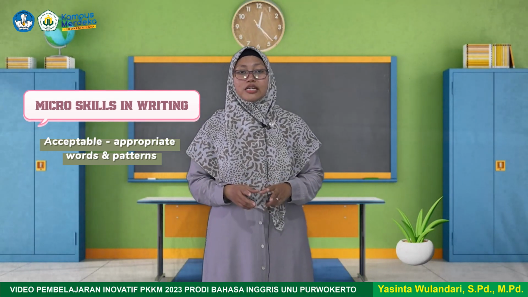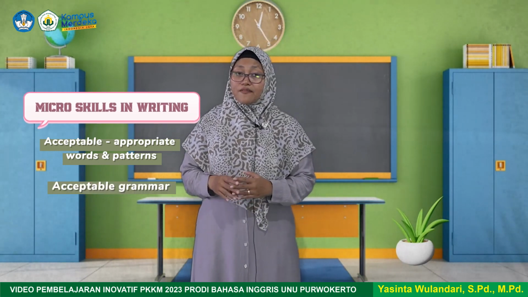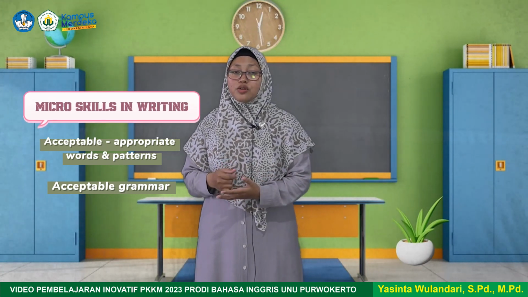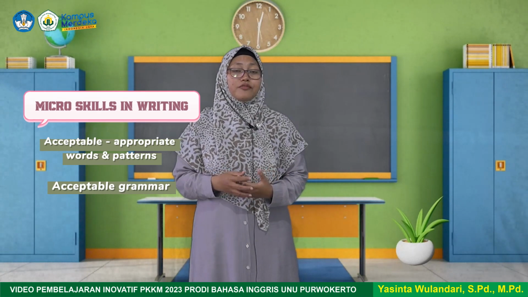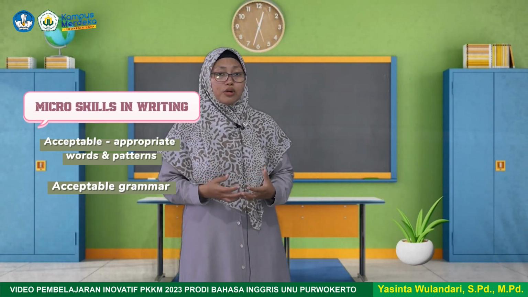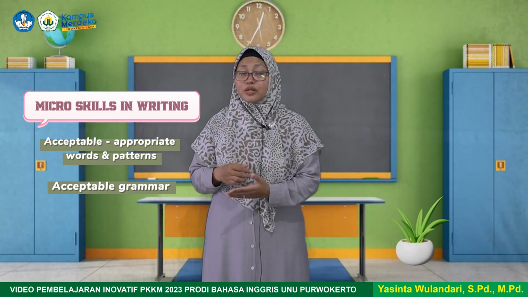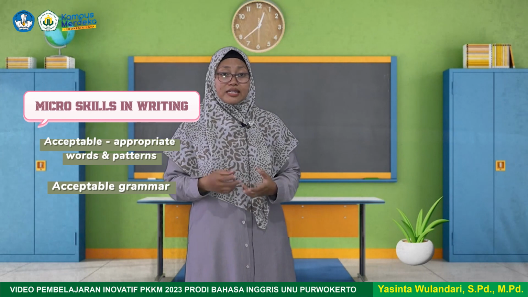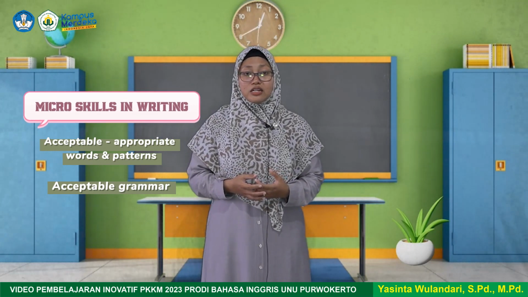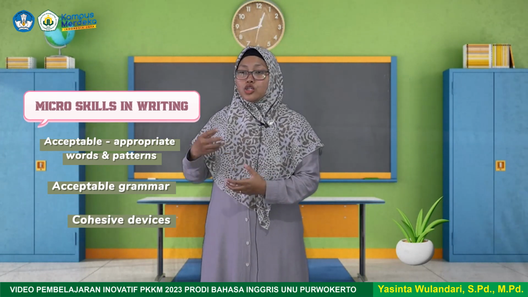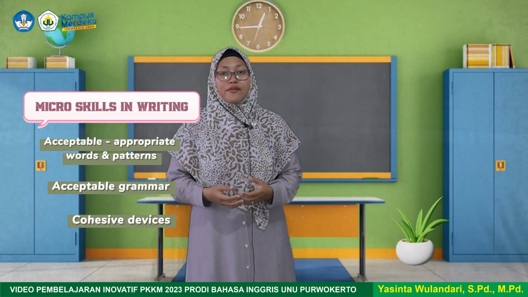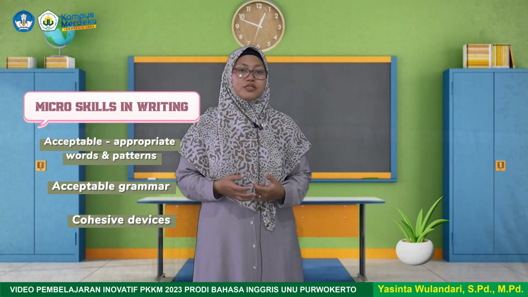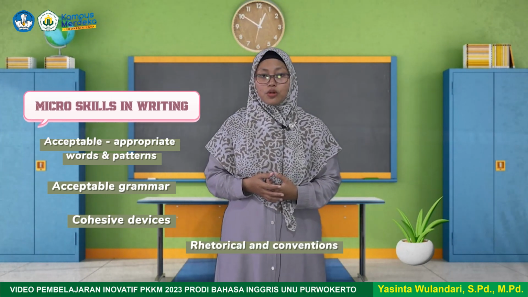And then the second is to use acceptable grammatical systems. Even though in English there are several forms of language related to the development of language itself, the students should be able to differentiate the grammatical systems according to the purpose of the writing form. And then the next is to use cohesive devices in written discourse, like using conjunctions and signals of time, etc. The next one is to use the rhetorical forms and conventions of written discourse.